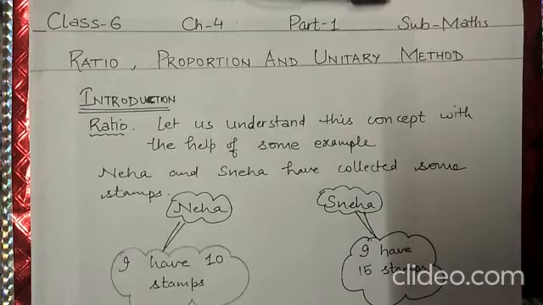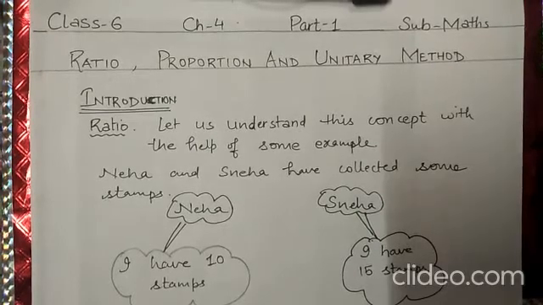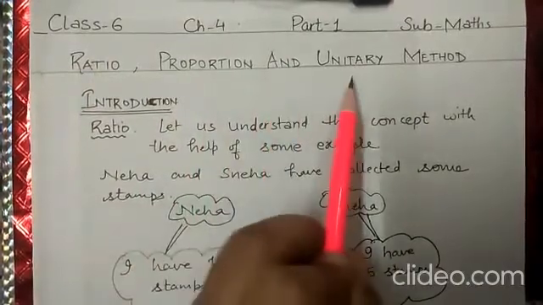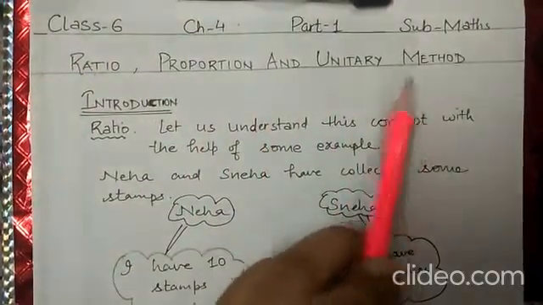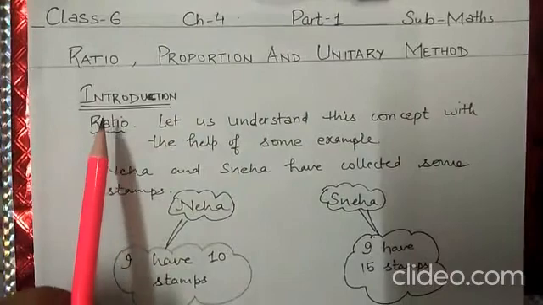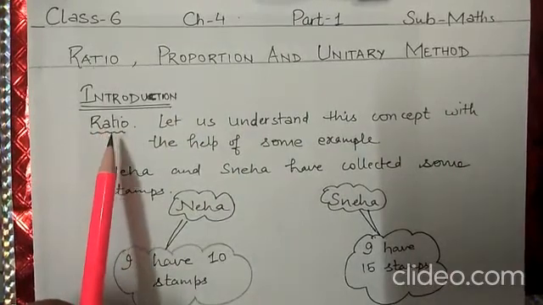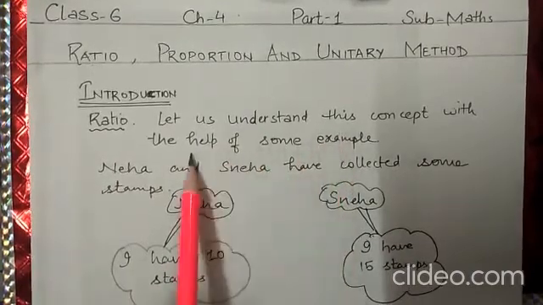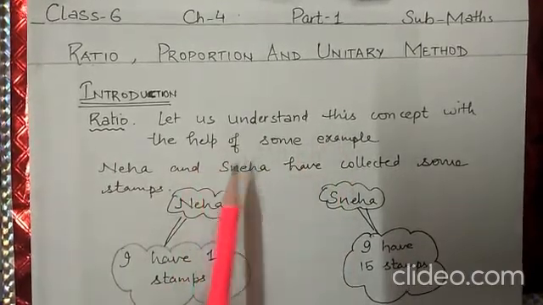We will start with our chapter number 4, that is ratio, proportion and unitary method. Let us start. First is ratio. Let us understand this concept with the help of one example.